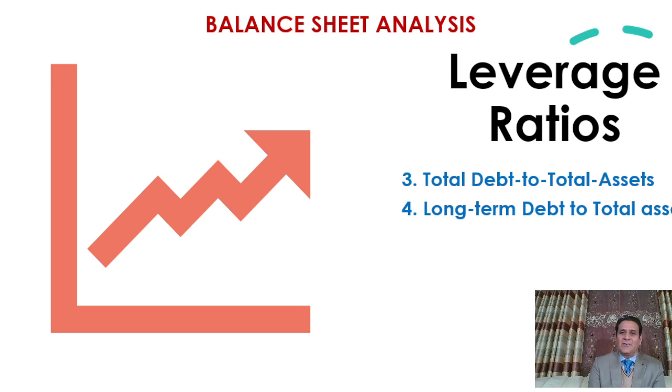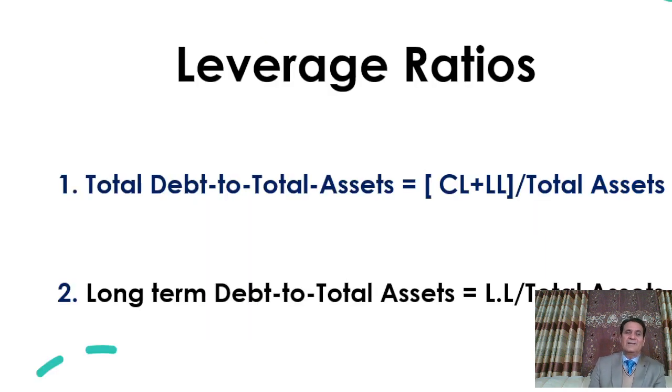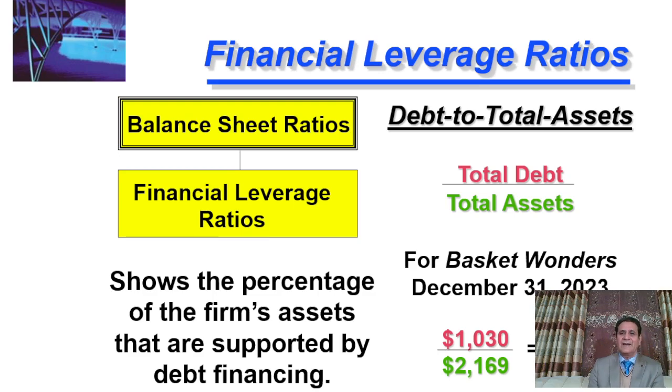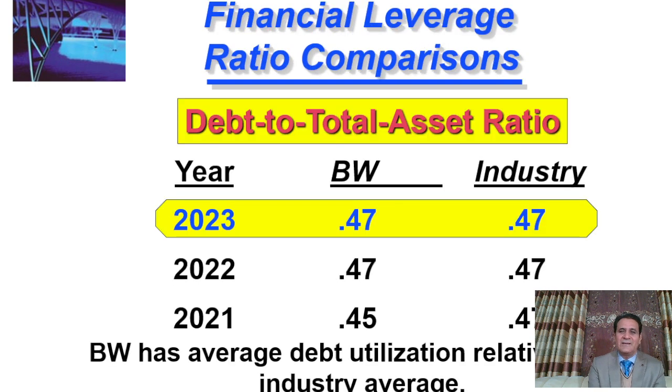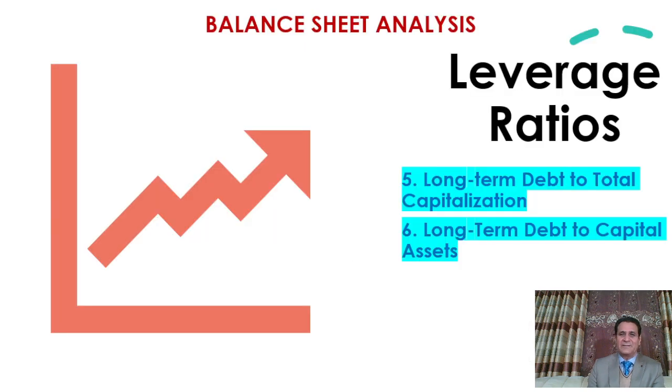The third ratio is total debt to total assets, and the fourth one is long-term debt to total assets. We can easily calculate these ratios by these formulas. Total debt to total assets gives you insight into the percentage of the firm's assets that are supported by debt financing, and for BW it is 0.47. We can also compare this ratio with the industry. BW has an average debt utilization relative to the industry average.